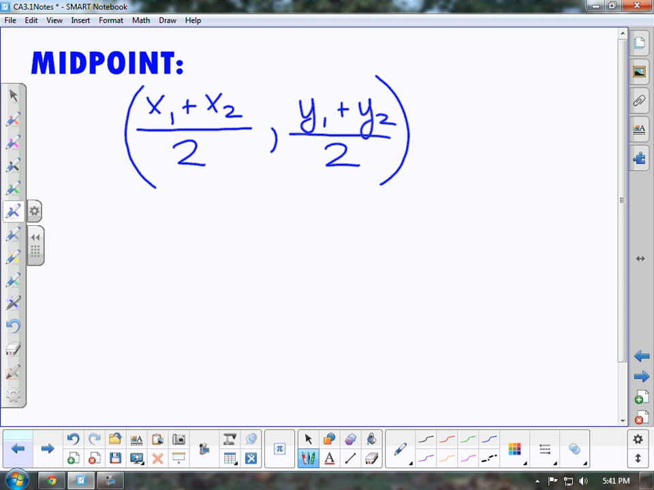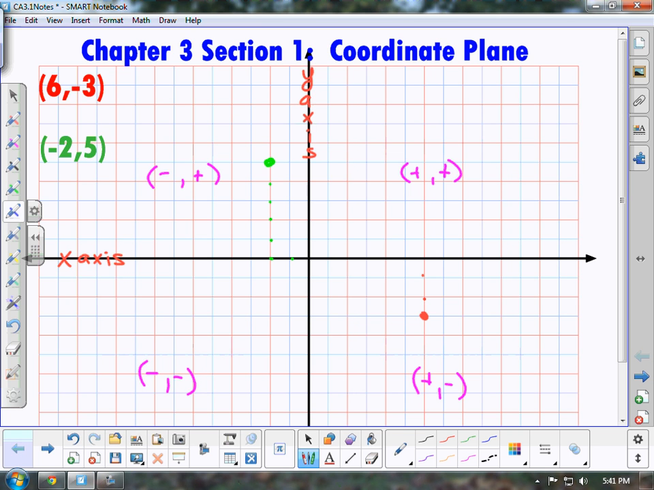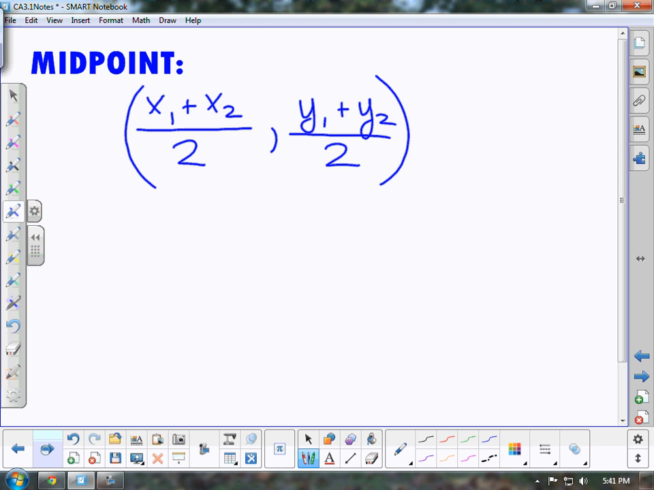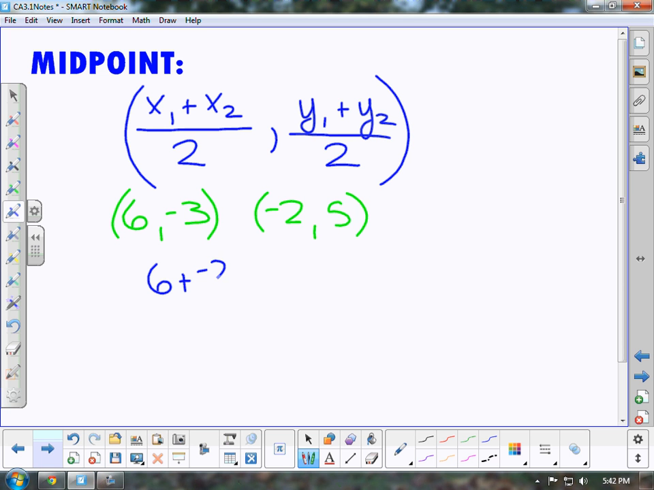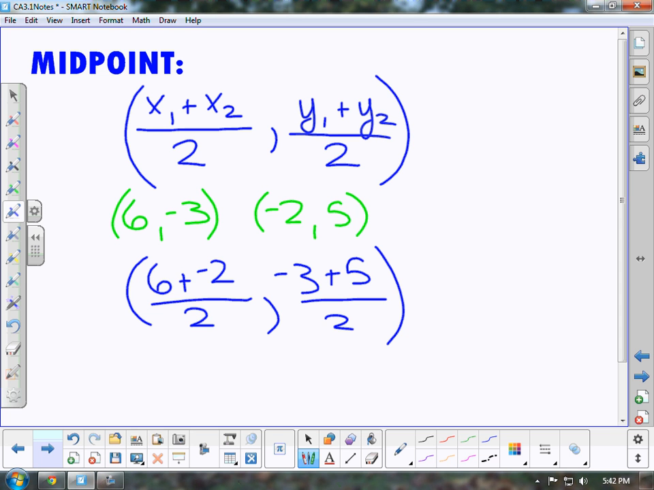So looking back at our problem, our 2 coordinates here where we have 6, negative 3 and negative 2, 5. You would take 6 plus a negative 2 divided by 2 and a negative 3 plus 5 divided by 2. And 6 plus a negative 2 is 4, divided by 2 is 2. And a negative 3 plus 5 is 2, divided by 2 is 1. So 2, 1 is the midpoint.